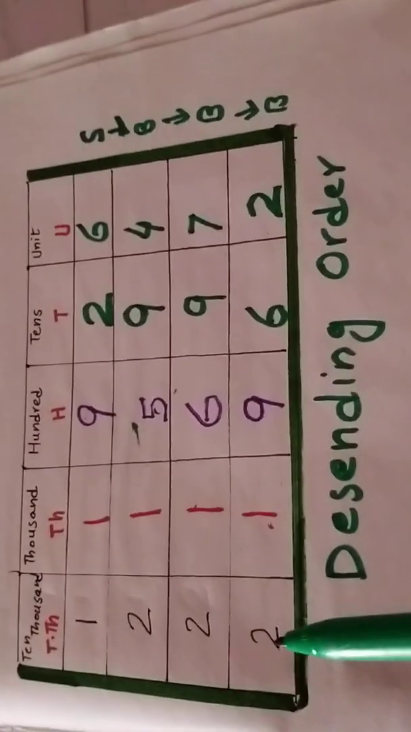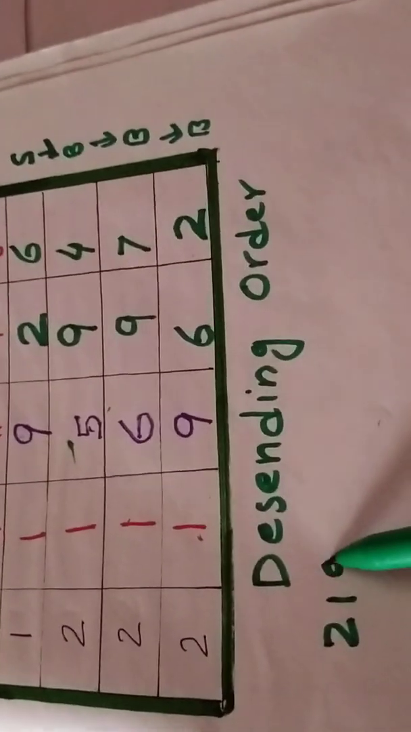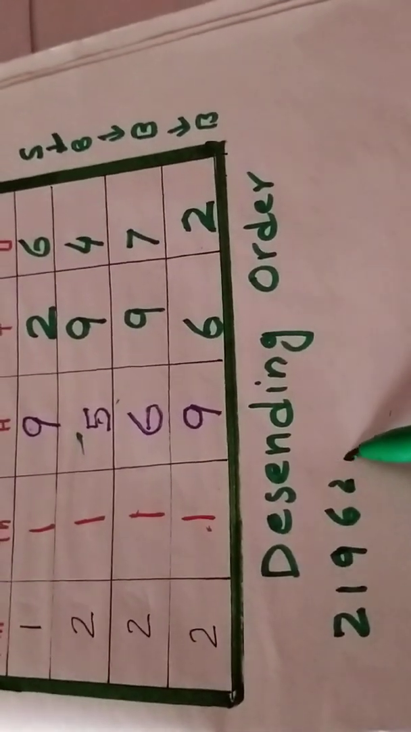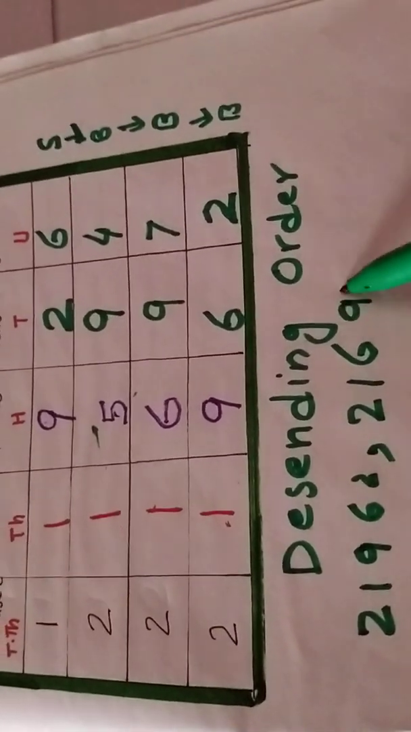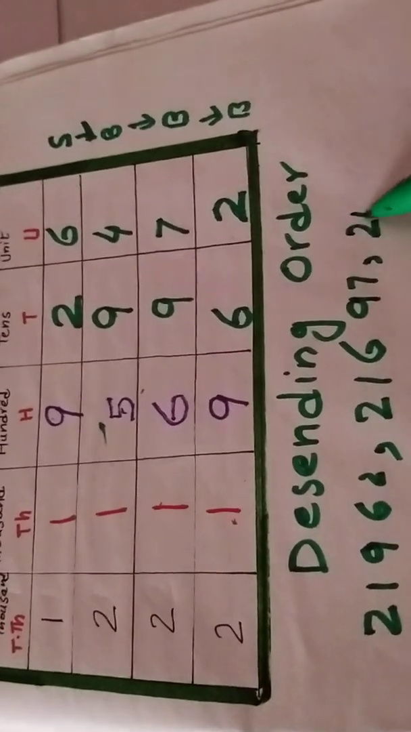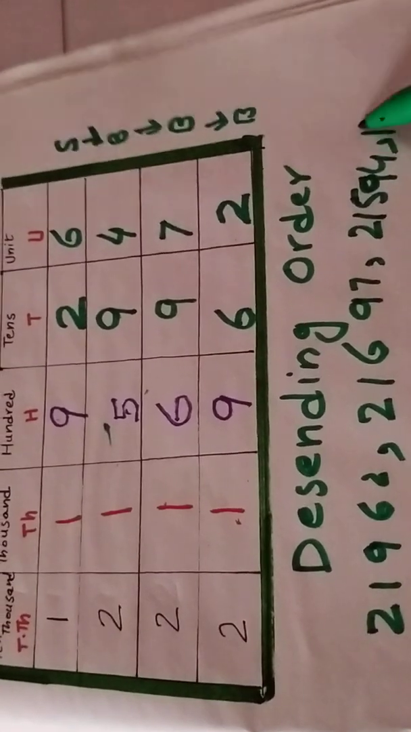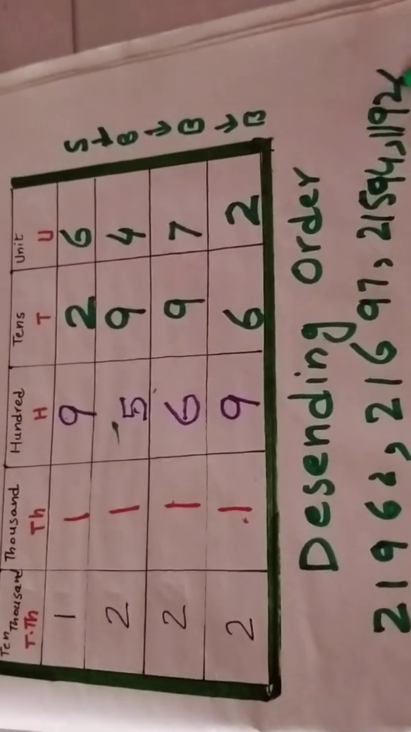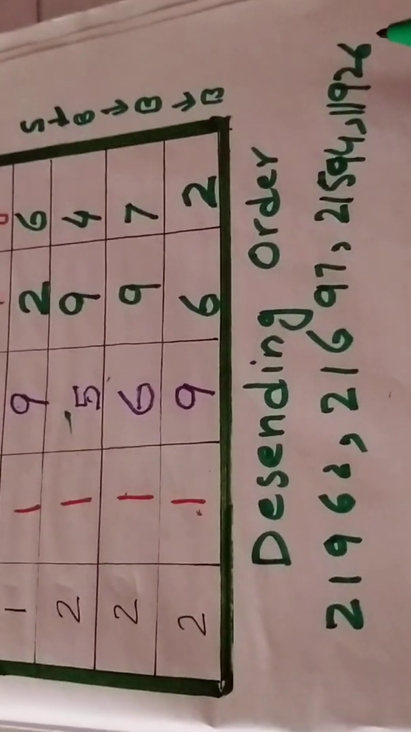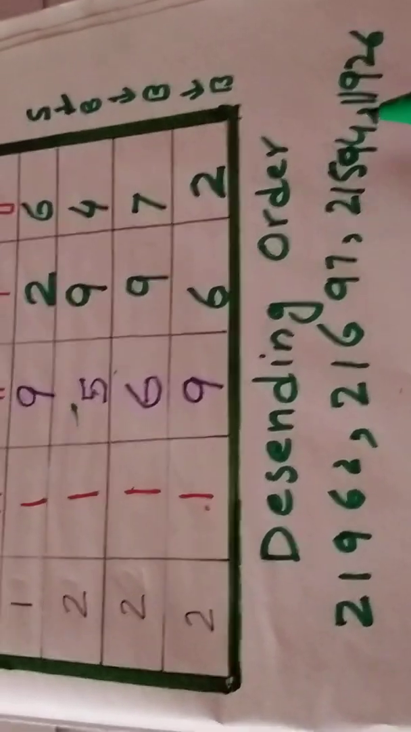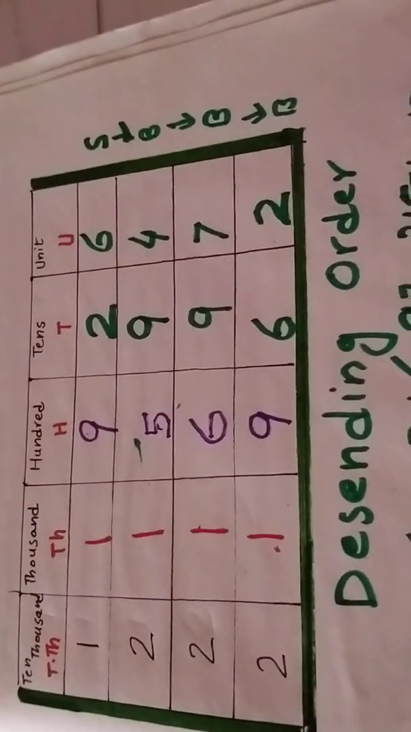We write here first of all the biggest value: 21962, 21697, 21594, 11926. It's a descending order. Biggest to the smallest. We arrange the values in ascending order, then in descending order.